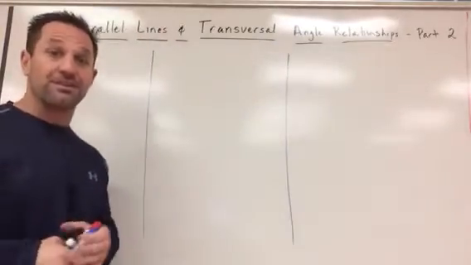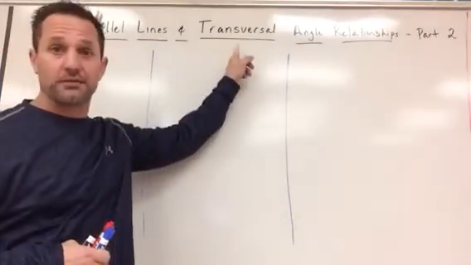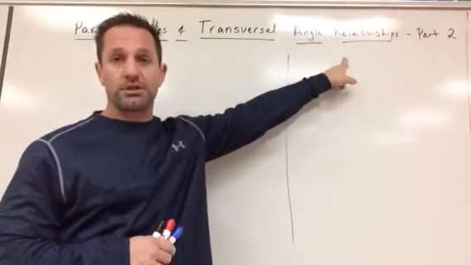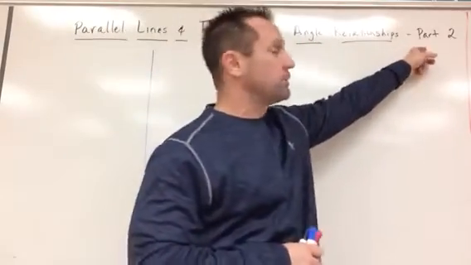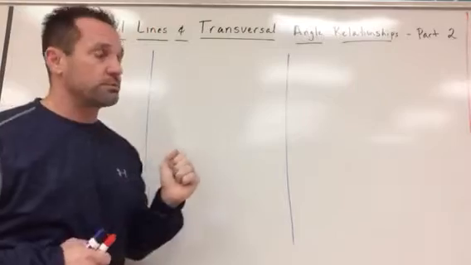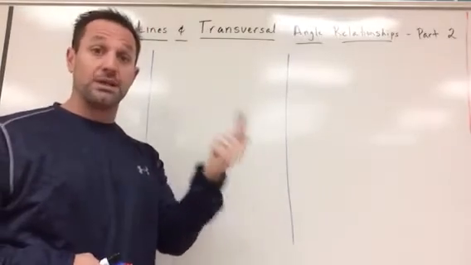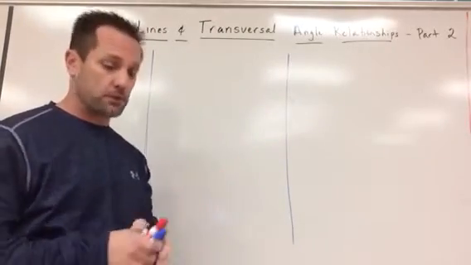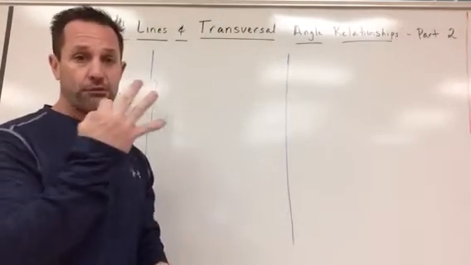Welcome back, and we're going to continue with our parallel lines and transversal, talking about the angle relationships, but now we're doing part 2, okay? So we finished part 1 the other day. We did vertical, we did linear pair, and we did corresponding. Today, we're moving on, and we have 3 more.